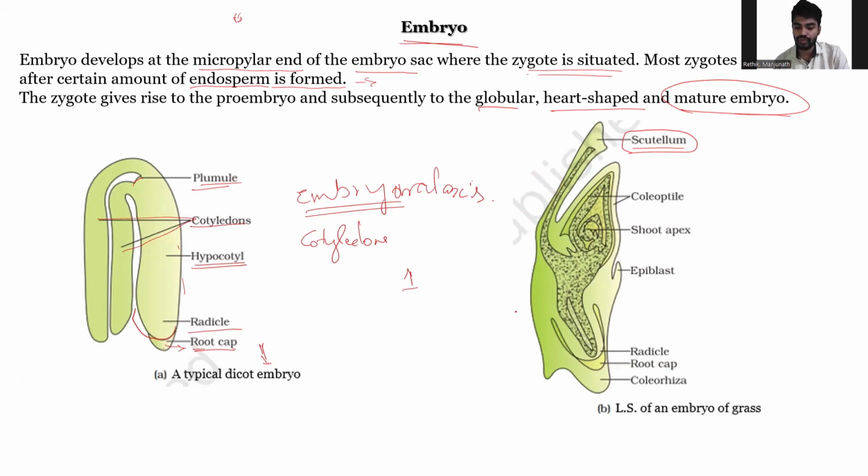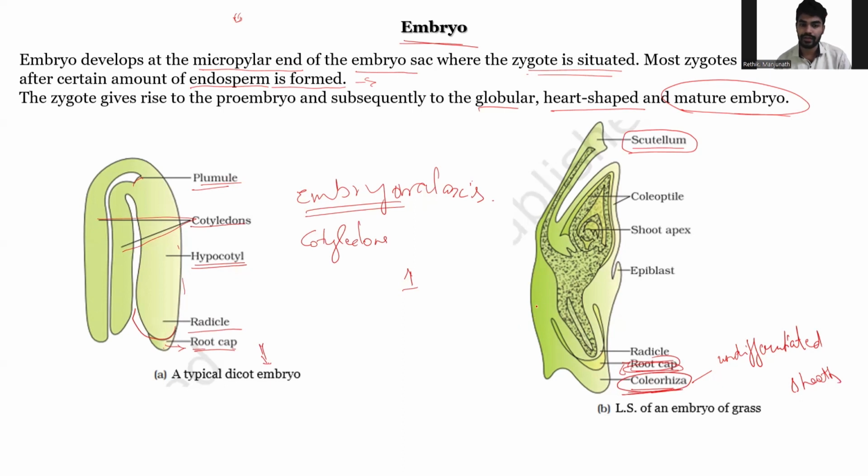At the lower end of the embryonic axis, the radicle is present, and the radicle has been enclosed by the root cap. And this root cap is again enclosed by an undifferentiated sheath, which is nothing but a sheath that has been surrounding the root cap.